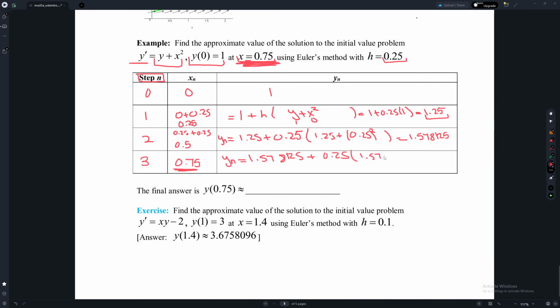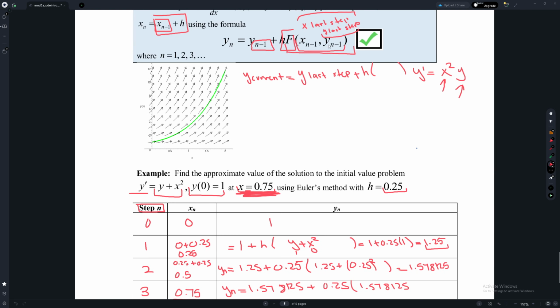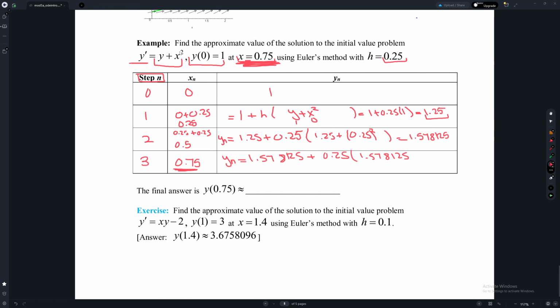So 1.578125, see? Takes y from last plus our x from last, which is 0.5 squared. And this will equal 2.03515625, and that is your solution. That is your approximation at your 0.5. There you go. Okay.